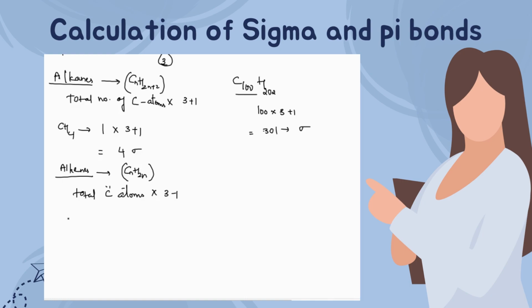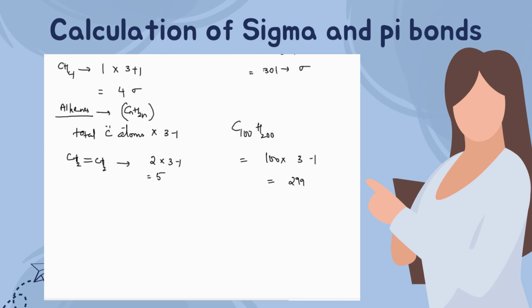Let's take an example of ethylene, CH2=CH2. The number of carbon atoms is 2, so 2 into 3 minus 1: 6 minus 1 is 5. So there are 5 sigma bonds in ethylene. Now let's take a large molecule, C100H200. That is 100 into 3 minus 1, which is 300 minus 1, so 299 sigma bonds are there in this molecule.